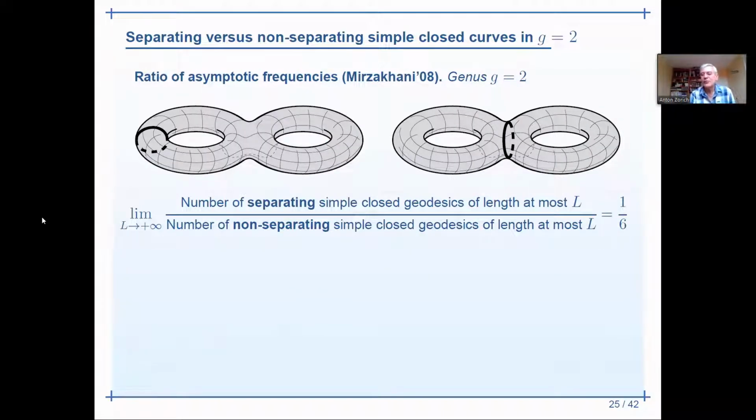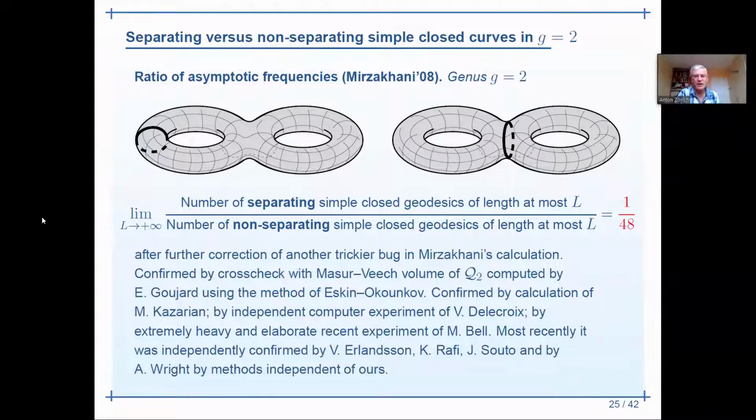For example, we can consider a sort of conditional probability. Just compare separating and non-separating simple closed curves in genus 2. In the original paper of Mirzakhani, she computes the frequency and gets 1/6. If you correct a tiny bug, where she puts a factor of 2 in the numerator instead of the denominator, you get 1/24. You correct another tiny bug, you get 1/48. I should say that we were extremely nervous when we got this 1/48 instead of 1/6. I asked all friends and colleagues to check the answer, because it was supposed to be the same.